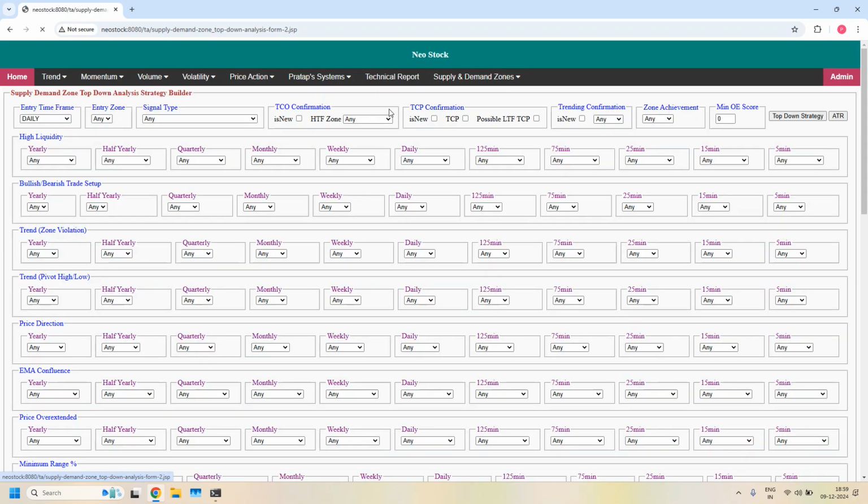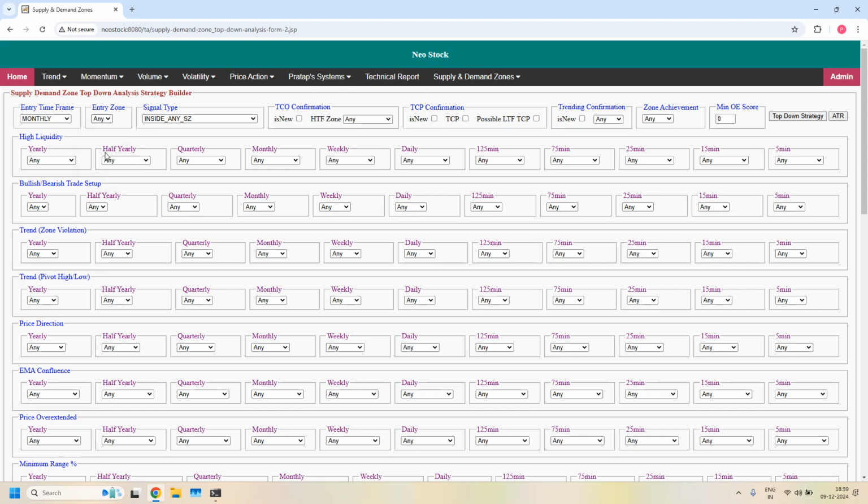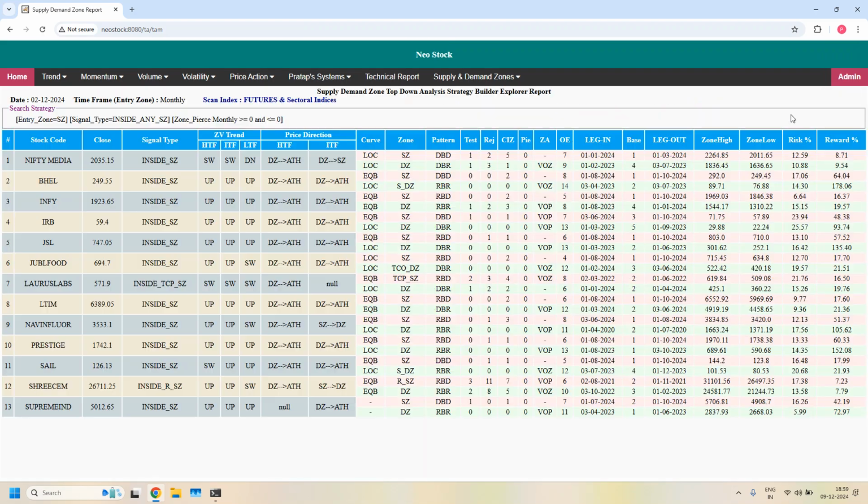Okay, next monthly time frame. Price closed inside monthly supply zone, and this monthly supply zone should not be pierced. So minimum value 0, maximum value 0. Let's filter. We got 13 stocks.